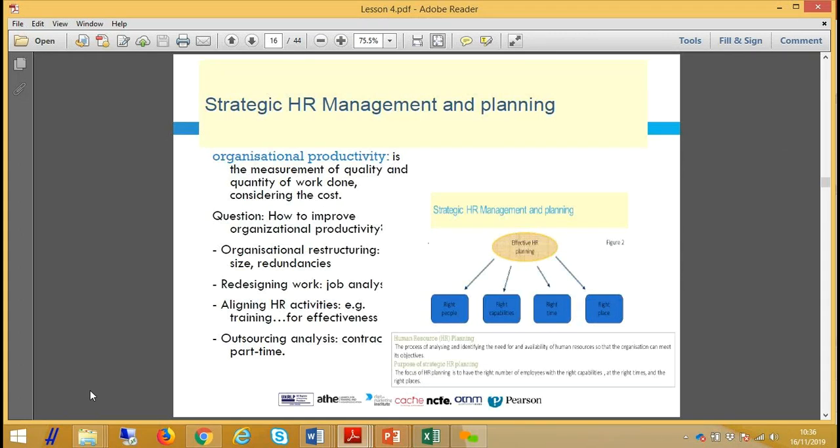So in terms of HR planning, some of the issues you may face if you're an HR consultant or HR manager, you need to look at how do we plan for the organization, maybe issues like lower productivity.